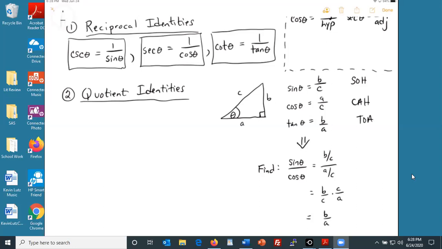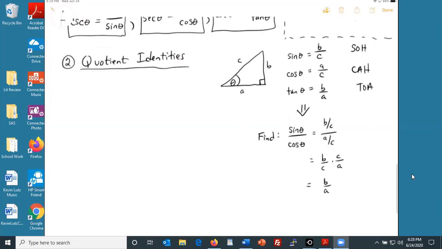Now, what's B over A? All right, hopefully you see it there in my diagram. B over A is tangent. So we just showed an identity here that if you divide sine and cosine, it works out to the same value as what tangent would be. So our first quotient identity is that sine of theta divided by cosine of theta is tangent theta.